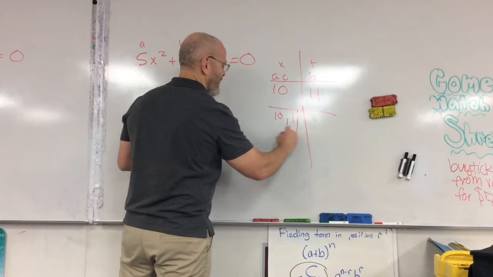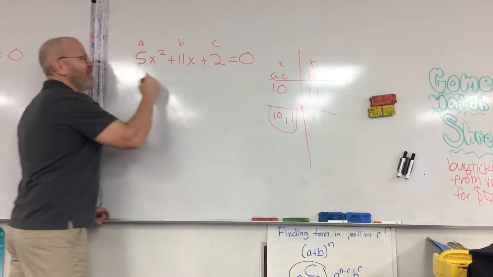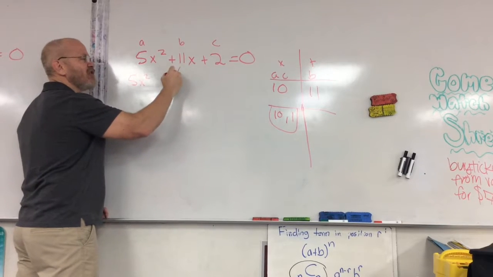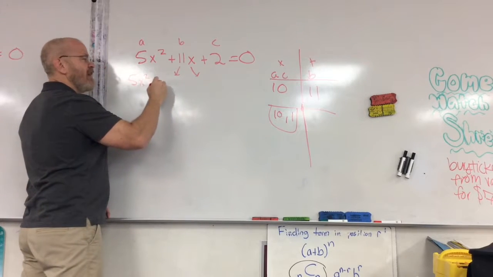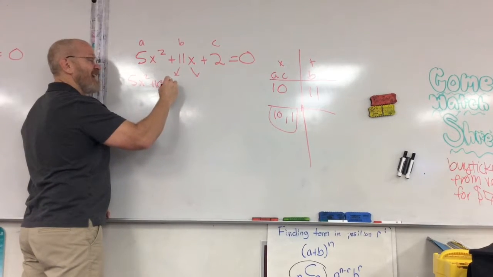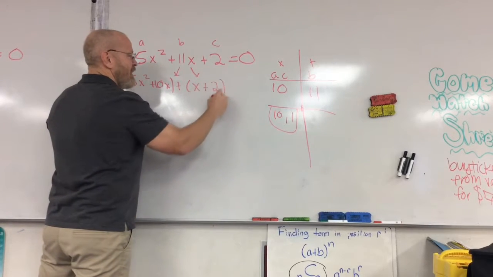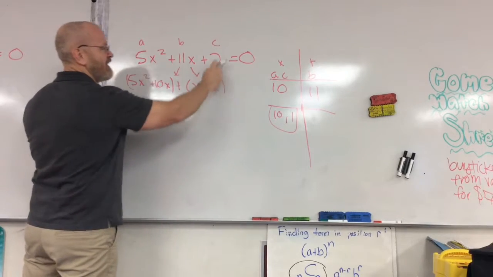So this one wasn't incredibly difficult. And now what we do is we write this entire thing. The first term remains unchanged, and the second term splits into the two factors that we found. And then we're going to put in x. So 10x and 1x. Really all the values are the same. This is still 11x, this is still 5x squared, and that's still 2.